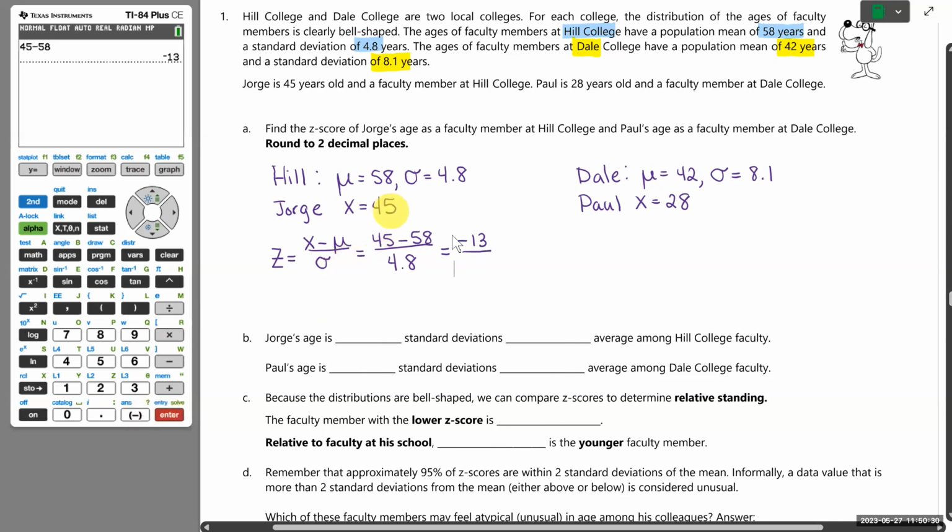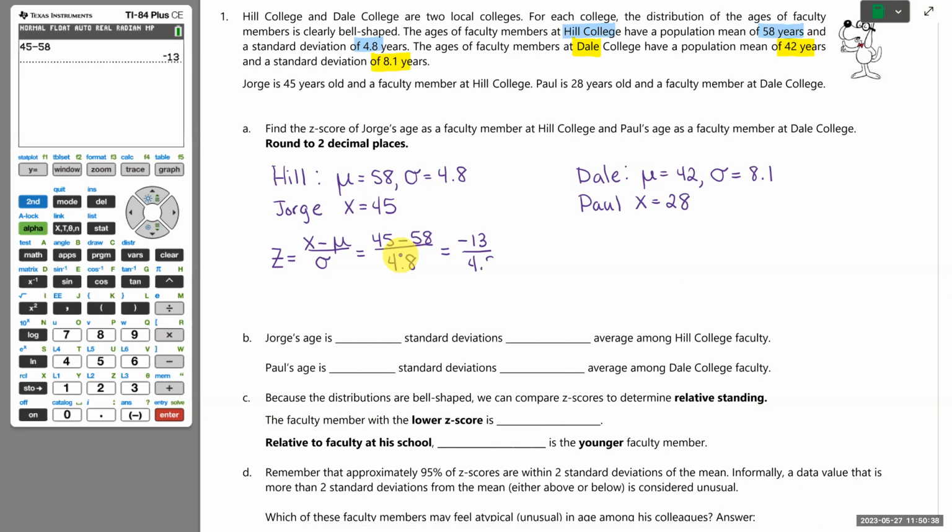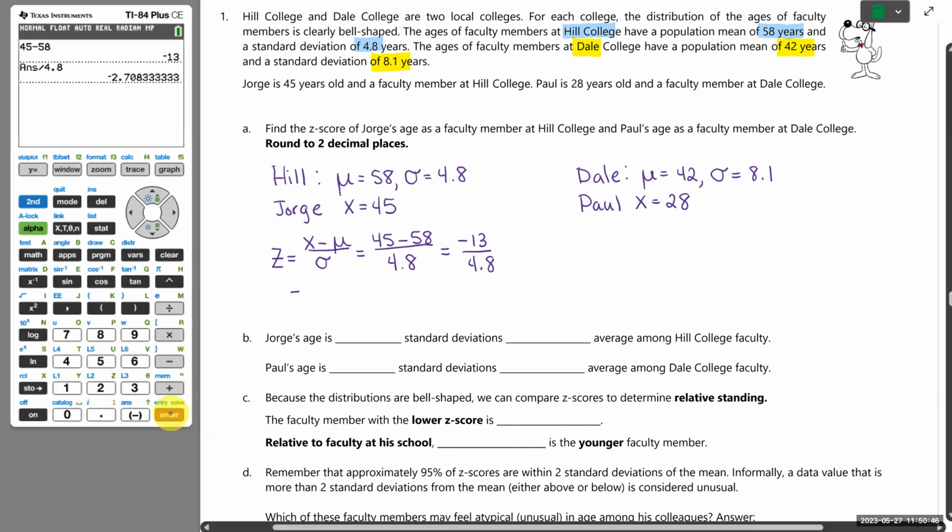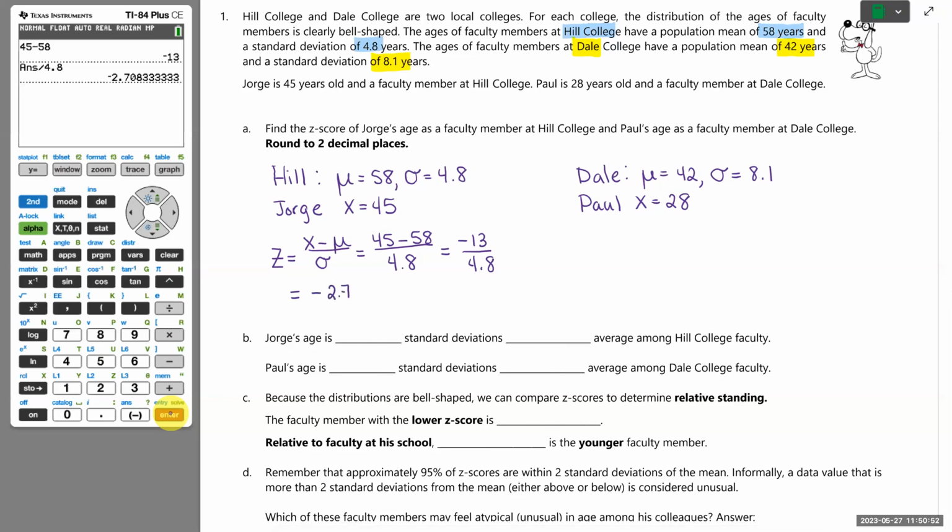So that means that George here is 13 years below average. And to turn that into a z-score, we divide by sigma. So we'll divide that by 4.8. And then we're going to round to 2 decimal places for our z-score. So that's looking like negative 2.71.